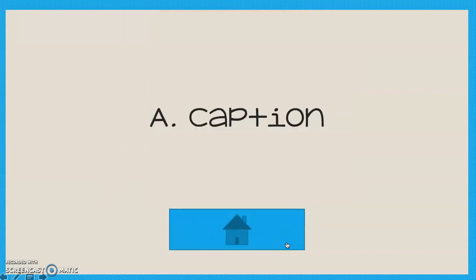That is a caption. That was 400 points if you got it right.